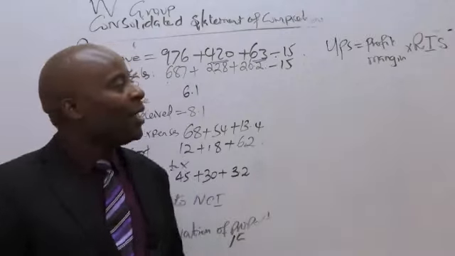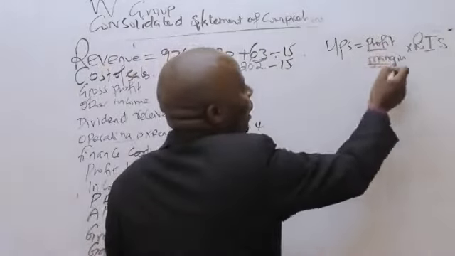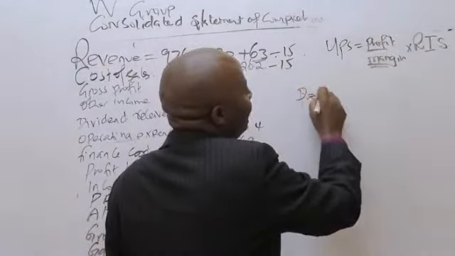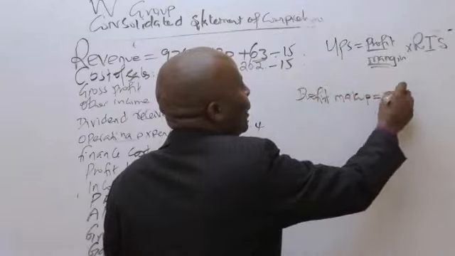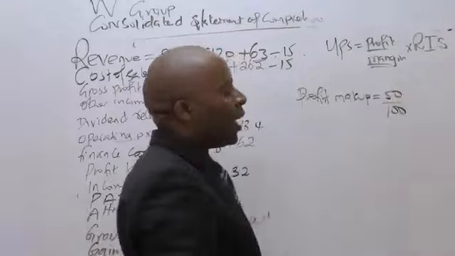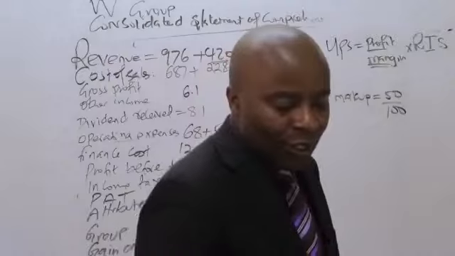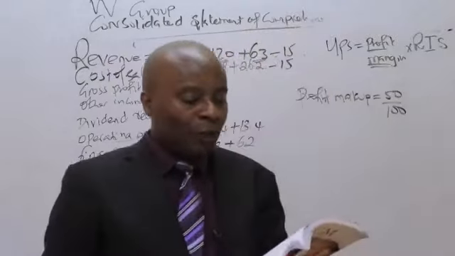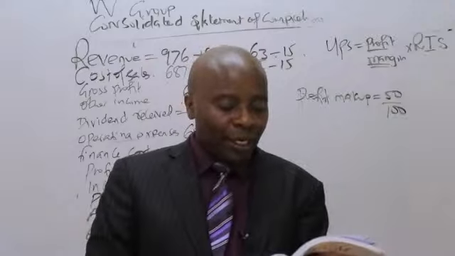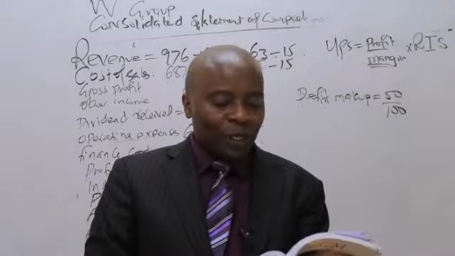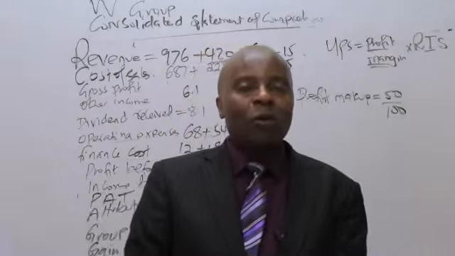Instead of giving me profit margin, they gave me profit markup. They've told me that the profit markup is 50 over 100. If you read note number 4, they've told me that these goods were sold by W Limited at a markup of 50%.